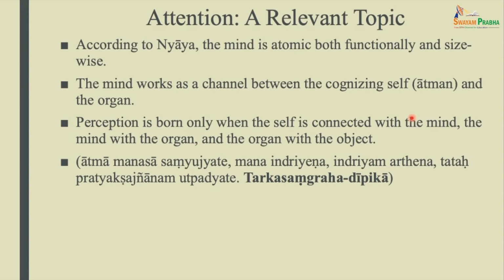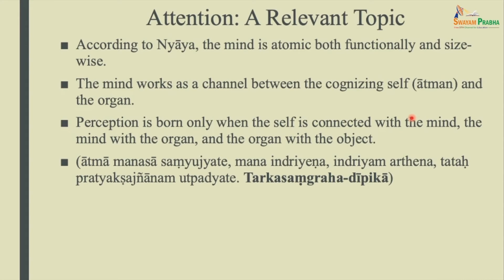According to the Nyaya school, the mind is atomic both functionally and size-wise. What does it mean? The size thing, let us ignore for the time being. It is basically irreducible. It cannot be split further. The mind is one unit. That is why it is atomic. It is anavika, atomic. And also functionally it is atomic, which means that it can do just one unit of things at a time. It cannot do two things at a time.